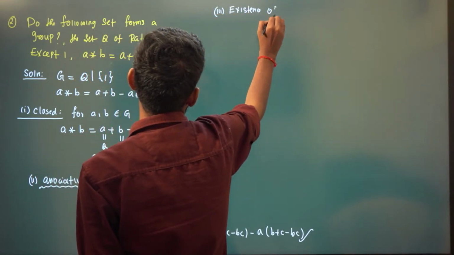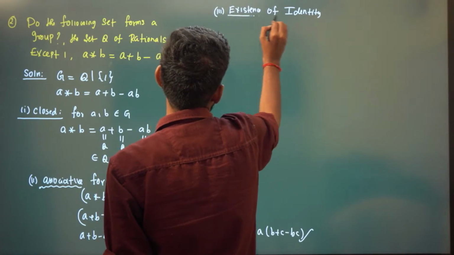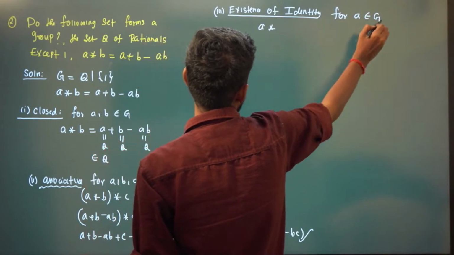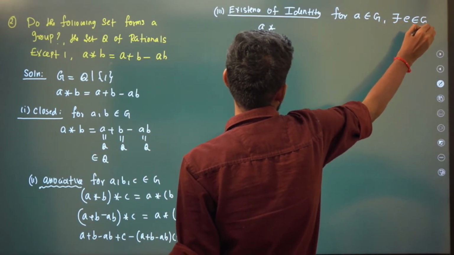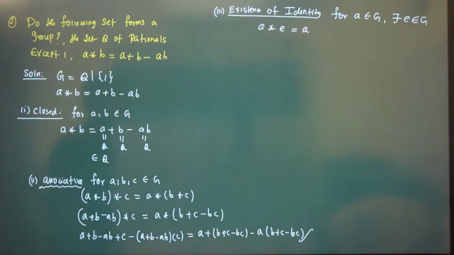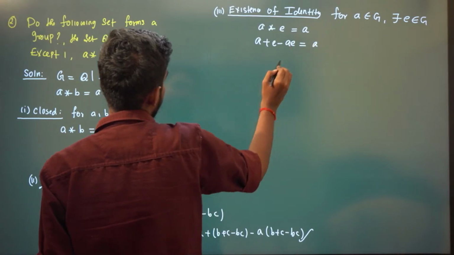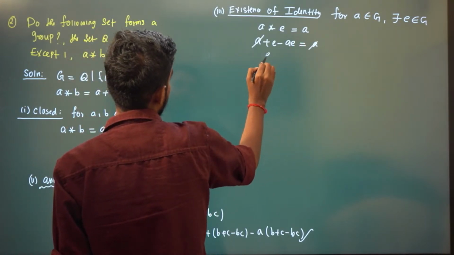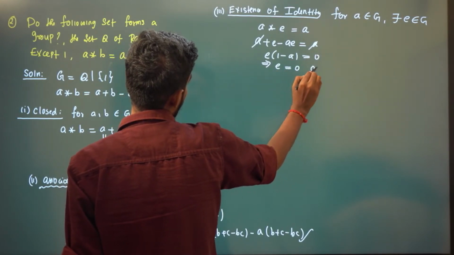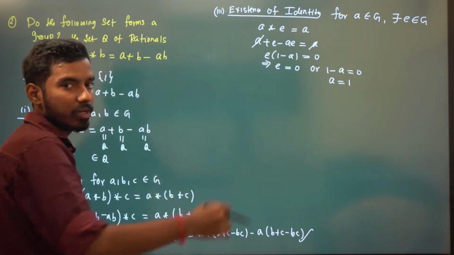Existence of identity. For A belongs to G, they should exist. There exists E in G such that A star E is equal to A. What is A star E? A plus E minus AE is equal to A. A and A will get cancelled. So E into 1 minus A is 0. Implies E is equal to 0 or 1 minus A is 0. E is 0 or A is 1.